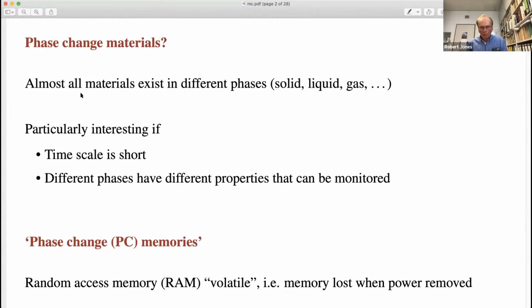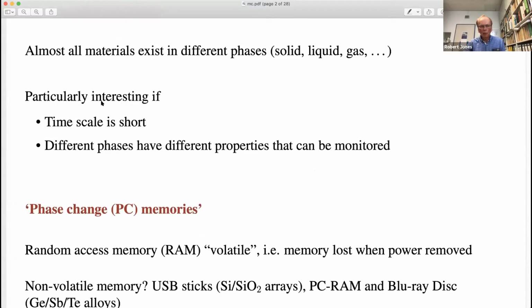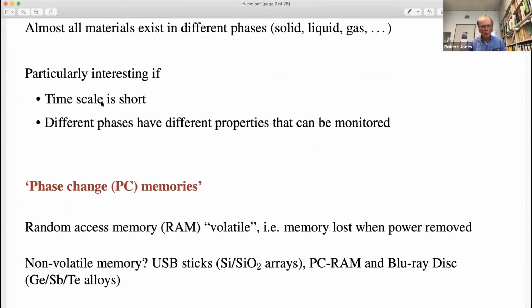We're going to talk about phase change materials of a particular sort, but we know that almost all materials exist in different phases, solid, liquid, and gas, and condensed phases can be amorphous or crystalline. And so why should we be particularly interested in phase change materials of our type? They're particularly interesting if the time scale is short and the different phases have different properties that can be monitored.